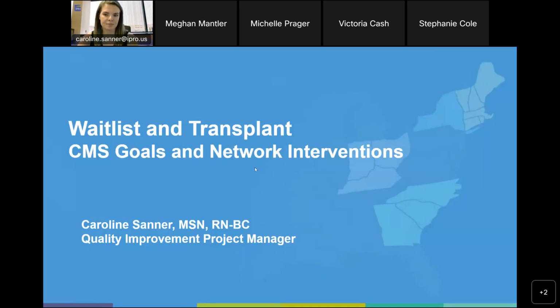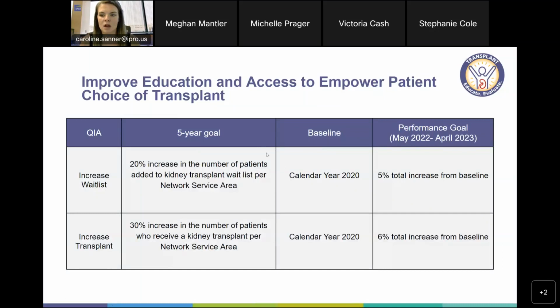Next slide. So as many of you may know, we at the IPRO ESRD network are contractors of CMS. In our contract, we're tasked with improving education and access to empower the patient choice of transplant. Within that objective, there's two key results that are being measured. It's the number of new waitlisted patients and the number of transplants. So just for some backstory, if we have any new people on the call, our contract's been in place since June of 2021, and it goes until April of 2026.